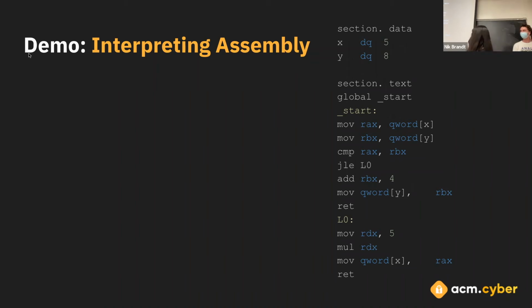Good job, everyone. That was really collaborative. So after that, we run this move quad word x, RAX, which basically puts the value of RAX into x. So after this, x will be 25. Good job. And then we return. So that is just the entire code.